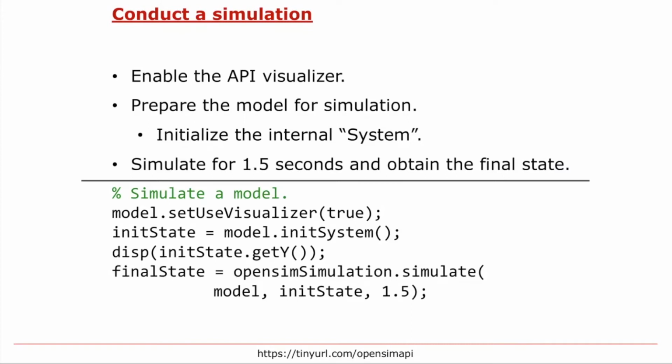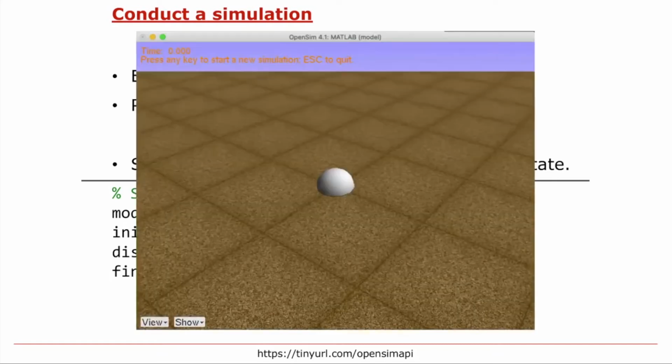The result of the simulation is the final state at the end of the simulation. Running this code causes a visualizer window to pop up, which shows the sphere we added to the body. If you hit enter, the sphere will move as a result of the force applied by the coordinate actuator. You can then hit the escape key to close the window.